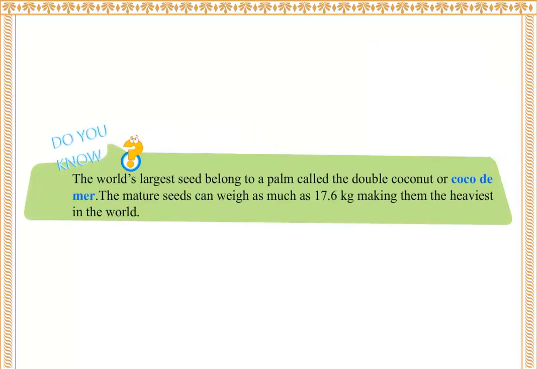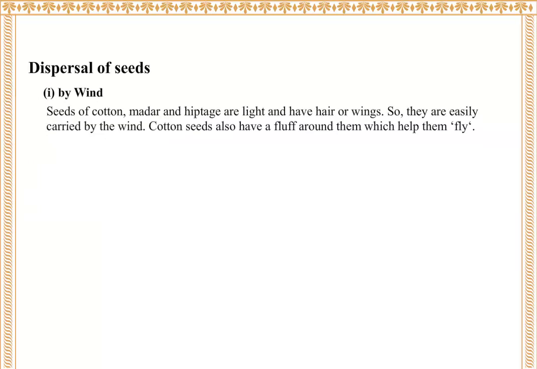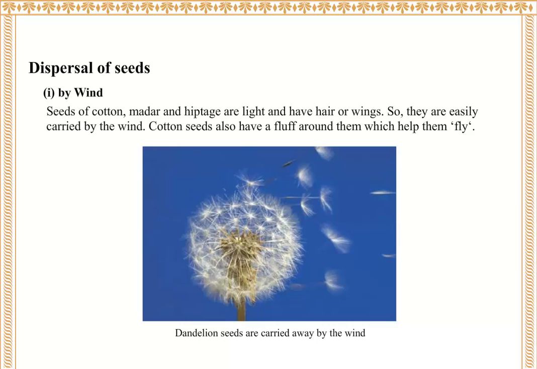Do you know? The world's largest seed belongs to a palm called the double coconut or Coco de Mer. The mature seeds can weigh as much as 17.6 kg, making them the heaviest in the world. 1. By wind. Seeds of cotton, madar and hiptage are light and have hair or wings, so they are easily carried by the wind. Cotton seeds also have a fluff around them which helps them fly. Dandelion seeds are carried away by the wind.